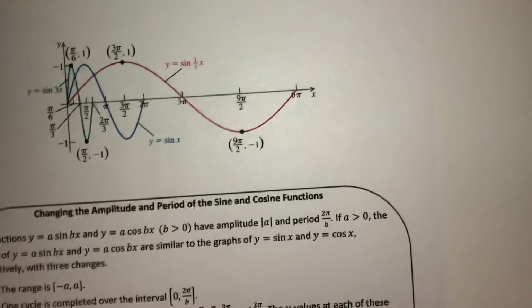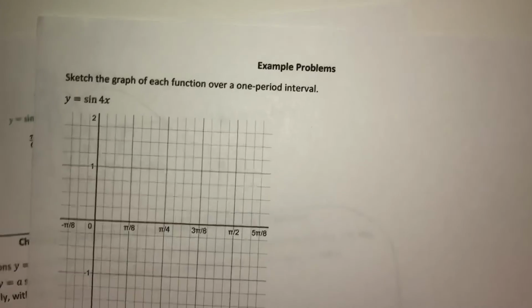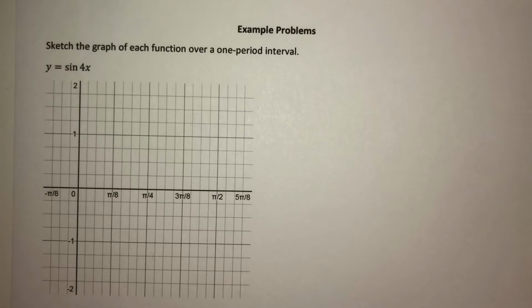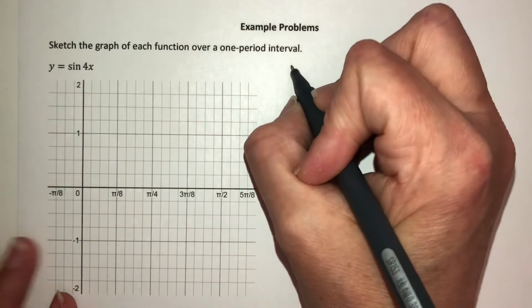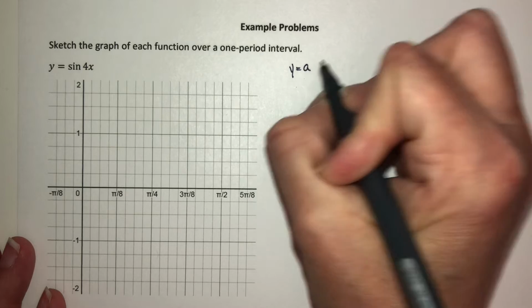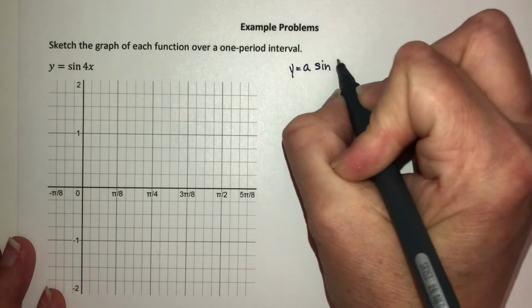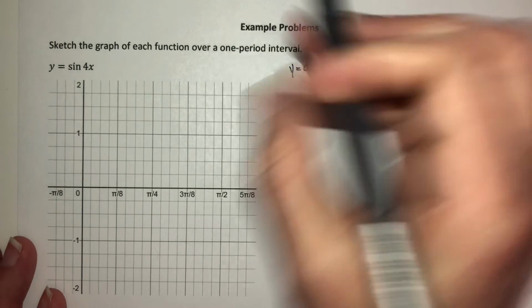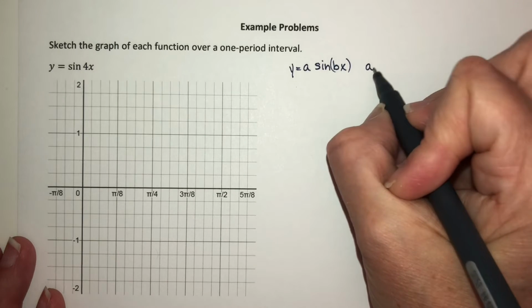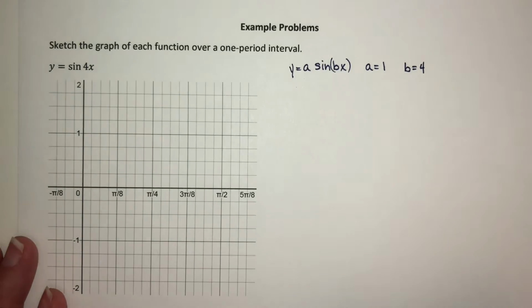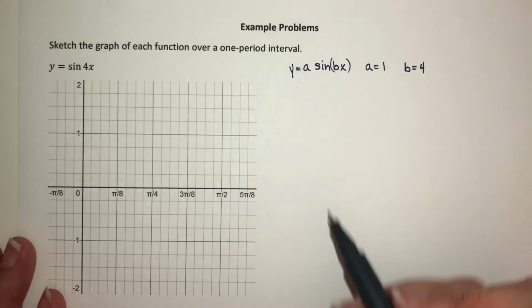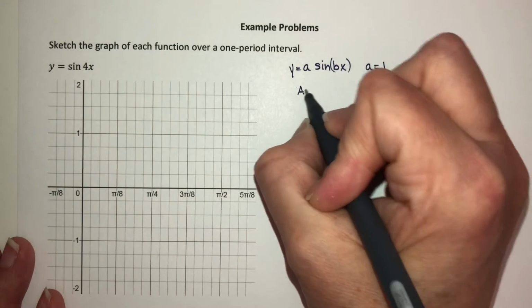Okay? So let's just sketch the graph over a 1 period interval for sine of 4x. Okay? So we had y is equal to a sine of bx. So comparing here, our a value is 1, our b value is 4. My a value is 1, so my amplitude is 1.